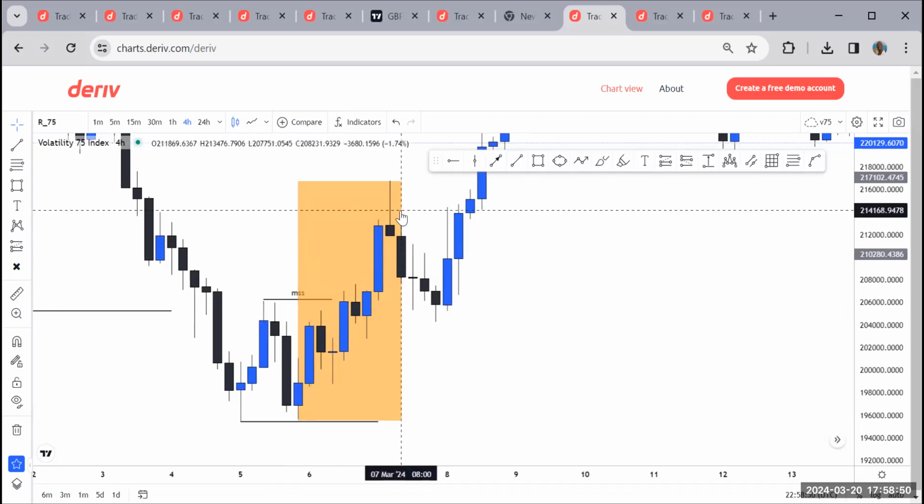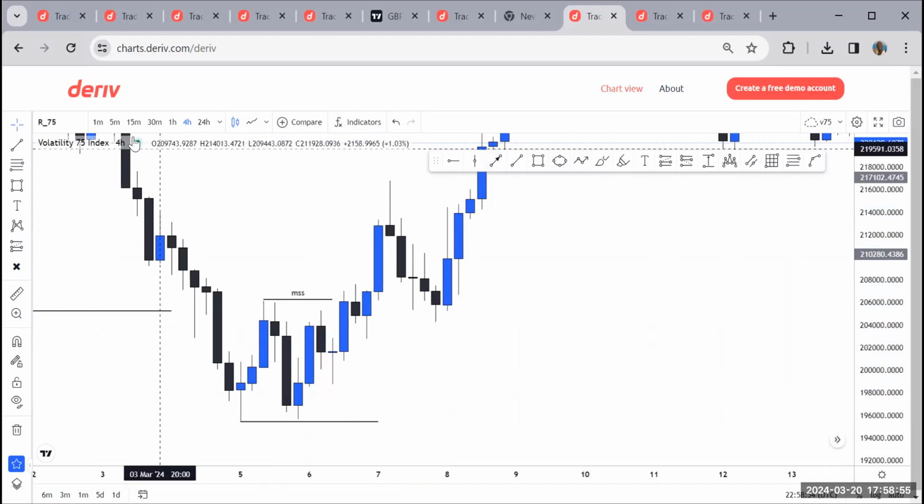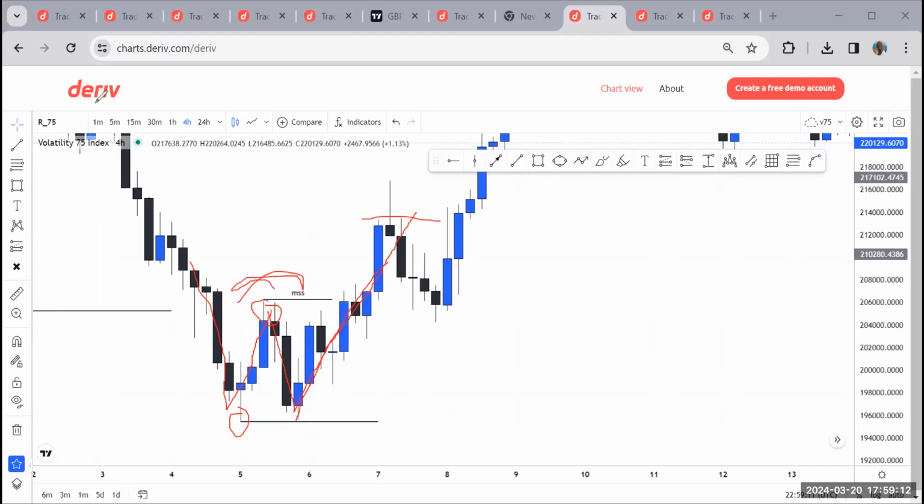Let me delete this one. You see, this was the sell, and there was a buy here. And then there was a sell here, which failed to take out this low. And then the buyers took over the market and pushed price to the high side, breaking this high.